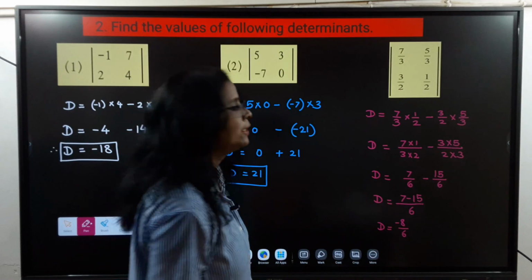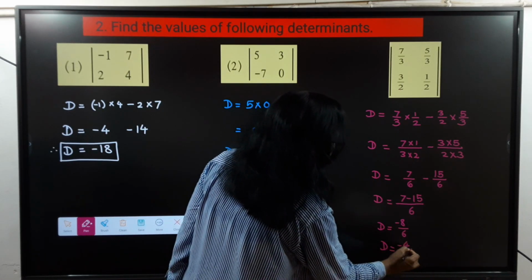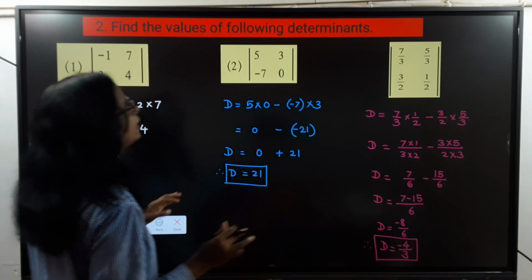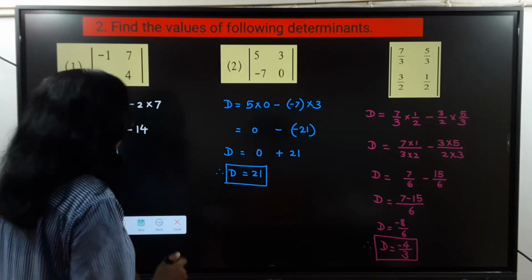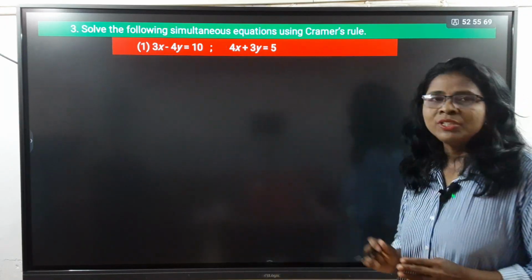Further, we simplify this fraction: minus 2 fours are 8, 2 threes are 6. So D is equal to minus 4 upon 3. In such a way we can find the value of the given determinant. Then the next question: please solve the following simultaneous equations using Cramer's rule.